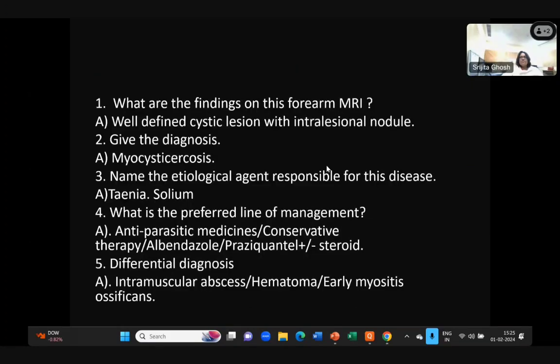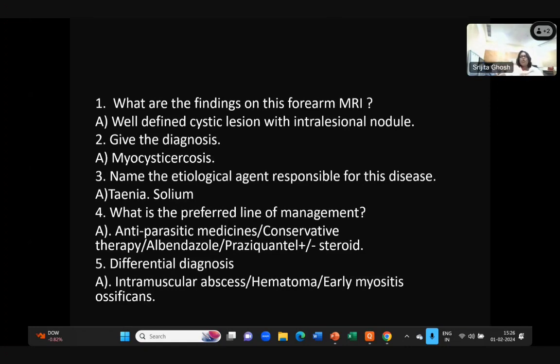So what is it? There's a well-defined cystic lesion with an intralesional nodule. The cystic characteristic is very nicely seen in the ultrasound, and there is diffuse muscle edema that shows there is something causing a localized inflammation to the surrounding muscle, and this nodule is what gives us an idea that this is likely a myocysticercosis.